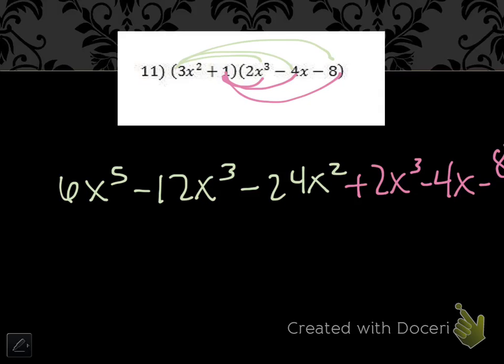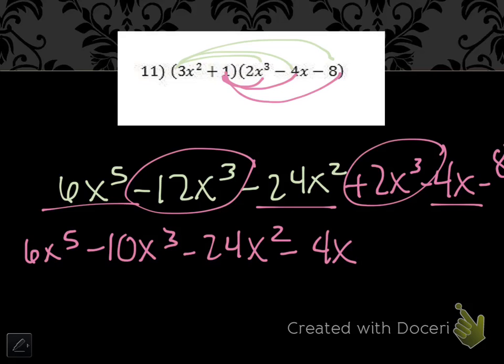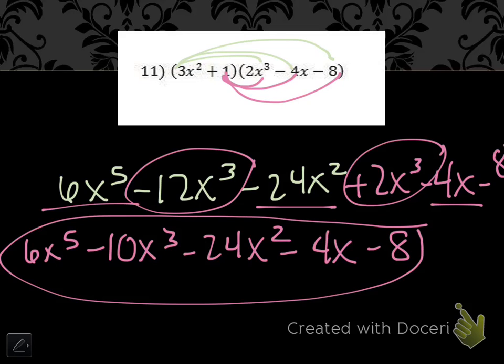Okay, you've got to combine our like terms. It doesn't look like there's anything to the 5th, so we can drop it down. Negative 12x cubed plus 2x cubed is negative 10x cubed. Got no other squared, so we got negative 24x squared minus 4x minus 8. There's my answer. And then you make sure it's written in standard form, so we got 5, 3, 2, 1, number. So we're good.